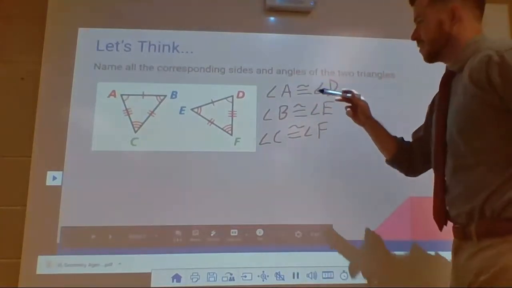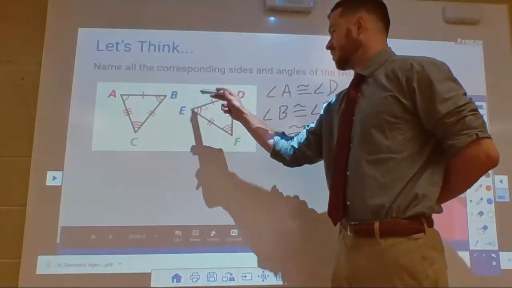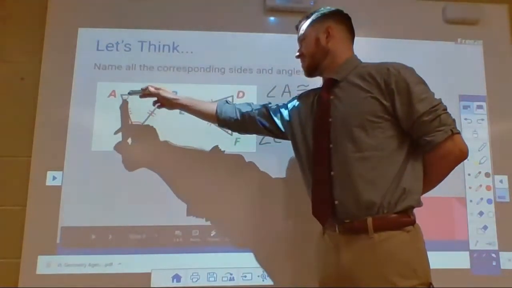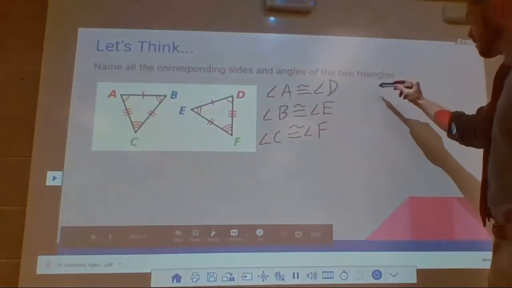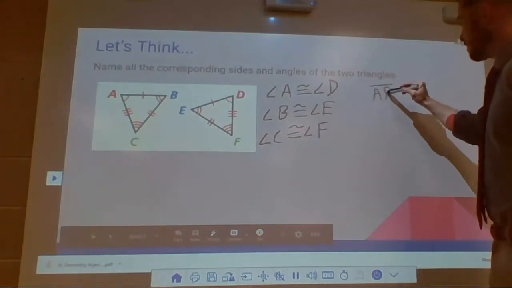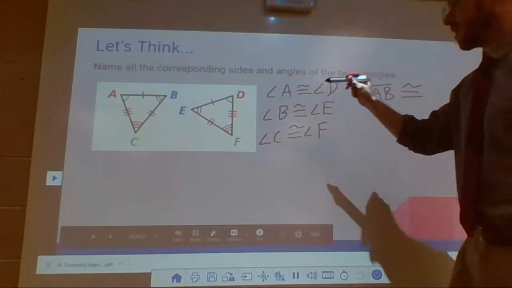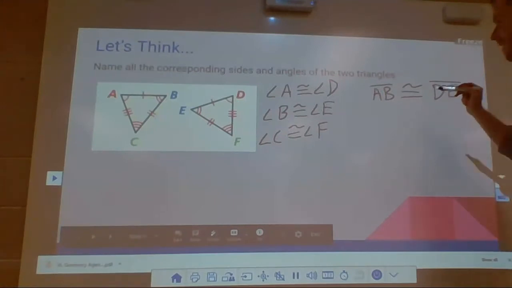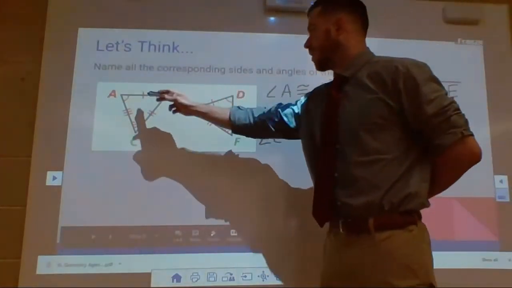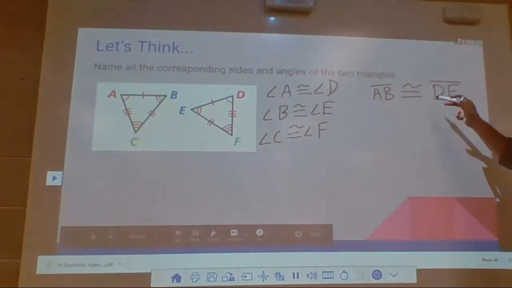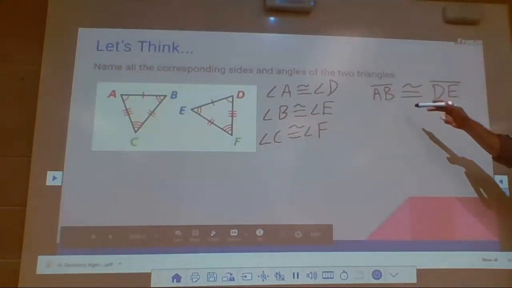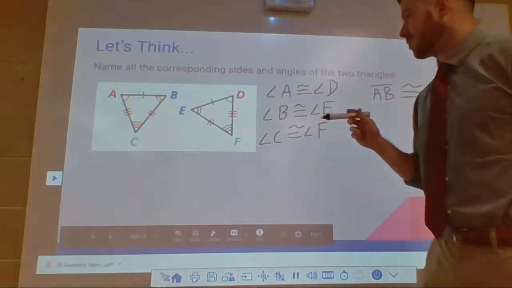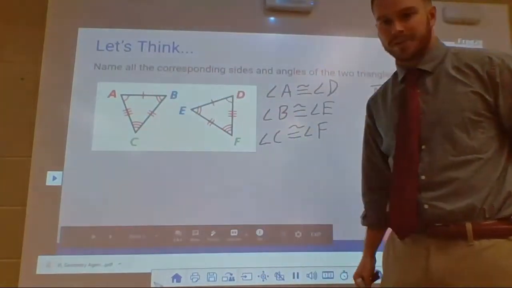Okay, now the side lengths. Well, we know that A matches up with D and B matches up with E, right? Those angles match up with each other, just like we said. So side AB is going to be congruent to side DE. Now the reason I did not say ED is because A has to match up with D. Since I wrote A first, I need to write D first. Since I wrote B second, I need to write E second, since B and E match up with each other. Okay? So make sure you get that. And those sides both have one tick mark, right?